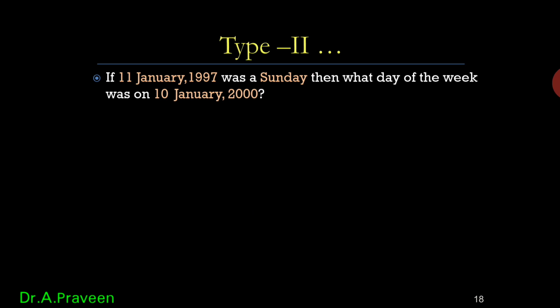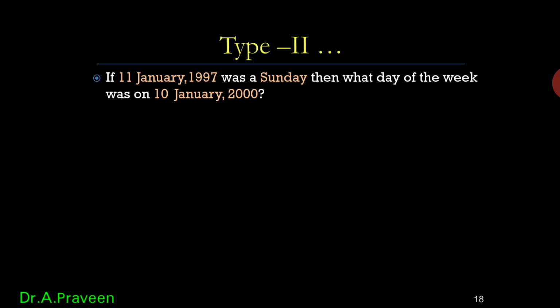One more example. If 11th January 1997 was a Sunday, what is the day of the week on 10th January 2000? So we shall go step by step. First we shall calculate the day of the week on 11th January 1998, then on 11th January 1999, and then on 11th January 2000. And from that we can find the day of the week on 10th January 2000.